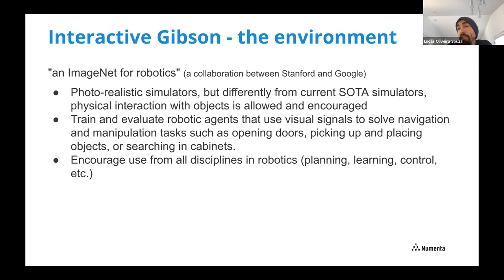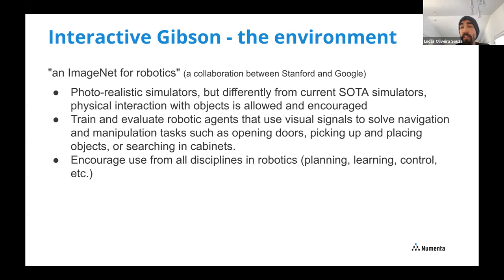and just move forward. So what Interactive Gibson is, is photorealistic simulators. They're built from actual photos. And what's different from current state-of-the-art simulators is that it includes physical interactions with objects, and it's allowed and encouraged. Usually with photorealistic simulators, you can move around, but if you bump into a chair, the chair won't move. So in this case, they built it so you can interact with the objects.